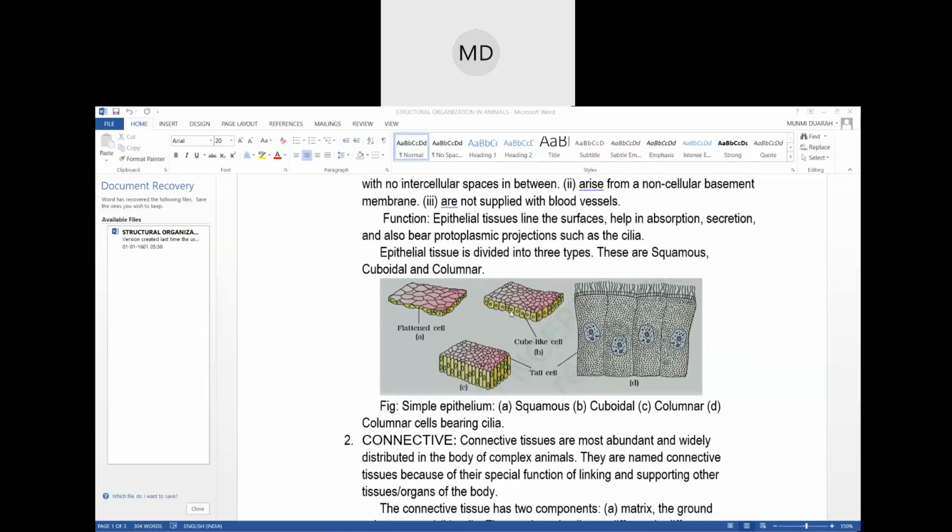These diagrams are important. I'll give this PDF in the group, so no need of taking screenshots.